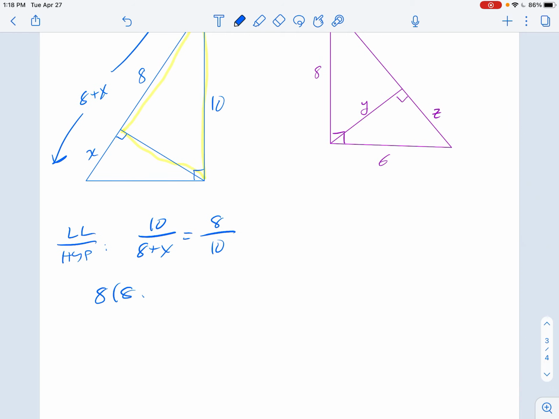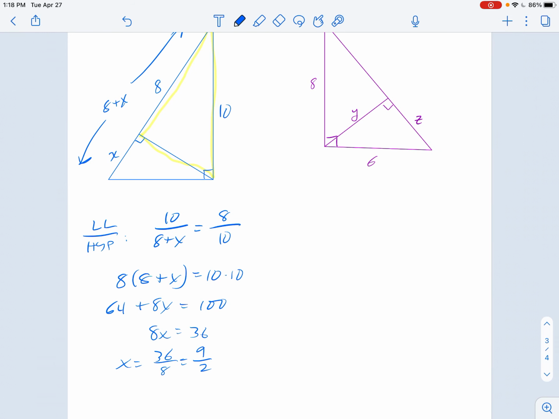If I cross multiply, I have 8 times the quantity 8 plus x is 10 times 10. 64 plus 8x equals 100. 8x equals 36. x equals 36 over 8, which is 9 halves, or 4 and a half.